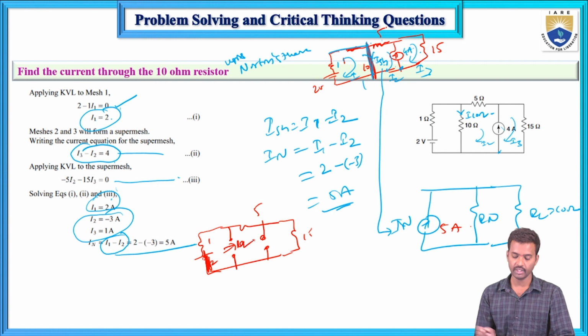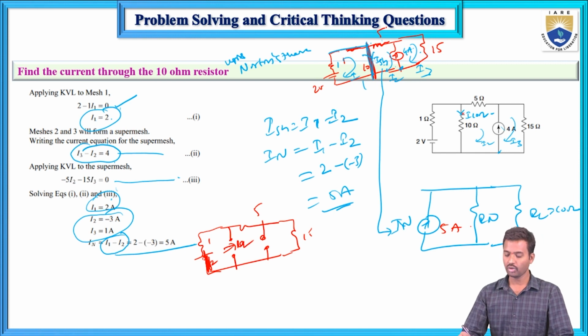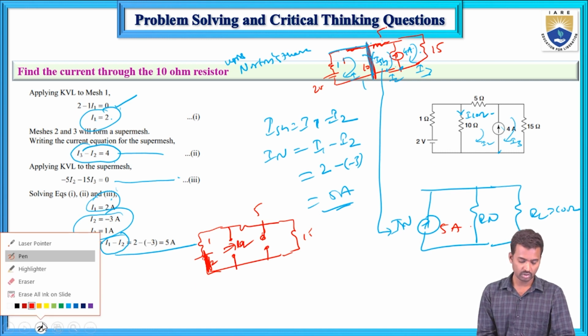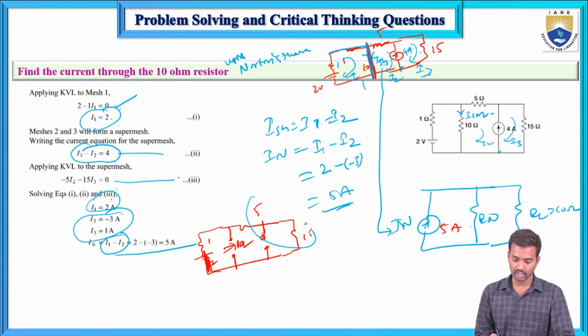Calculate this R equivalent. Remove the load resistance from the given circuit. Voltage source is replaced by short circuit and current source is replaced by open circuit. Now calculate the equivalent resistance. Here is the 1 and this is 5 and 10. So now these two are connected in series.